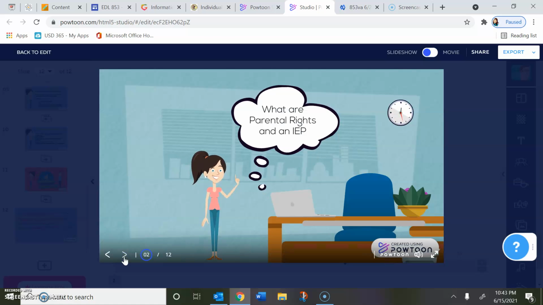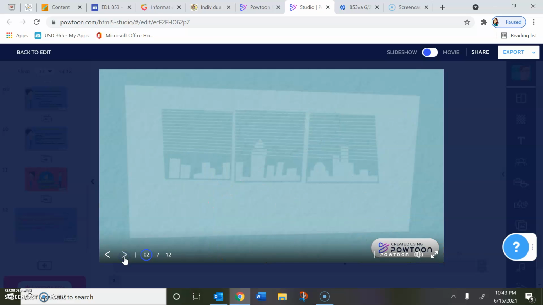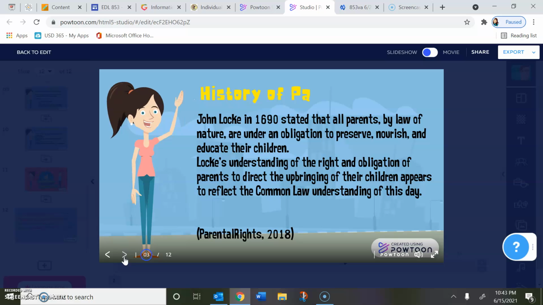So what are some parental rights in an IEP? A little bit of history about parental rights. John Locke in 1690 stated that all parents, by law of nature, are under an obligation to preserve, nourish, and educate their children. Locke's understanding of this right and obligation of parents to direct the upbringing of their children appears to reflect the common law understanding of this today.